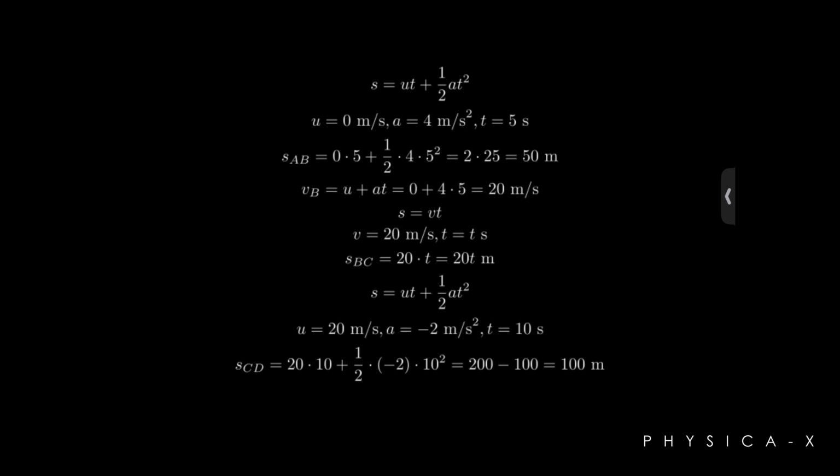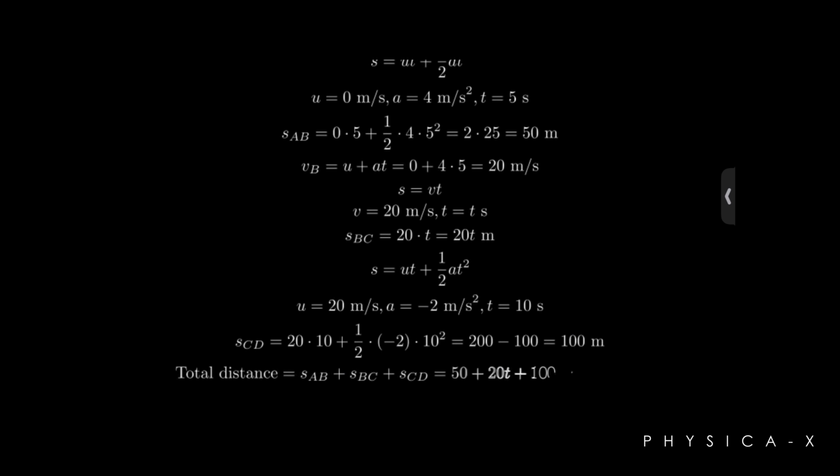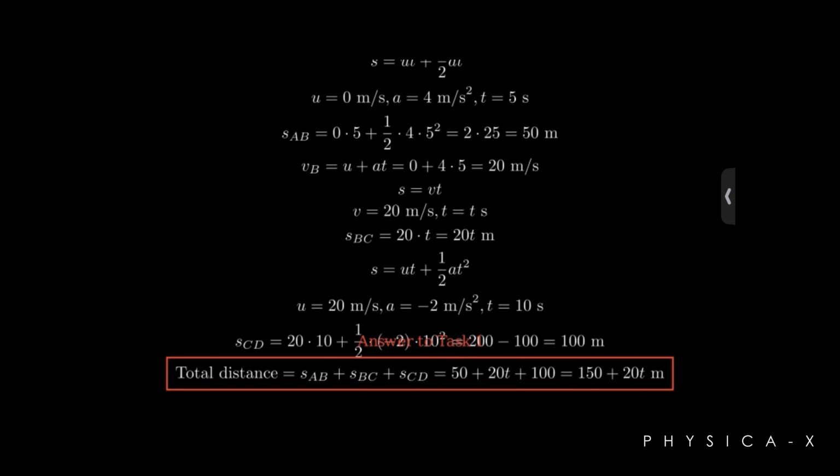Now we can calculate the total distance traveled from A to D. It's simply the sum of all 3 segments, S_AB plus S_BC plus S_CD, which equals 50 plus 20t plus 100, giving us 150 plus 20t meters. So, the answer to the first part of our question is the total distance traveled is 150 plus 20t meters.